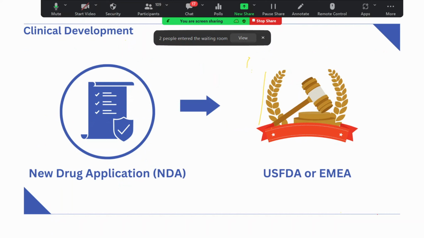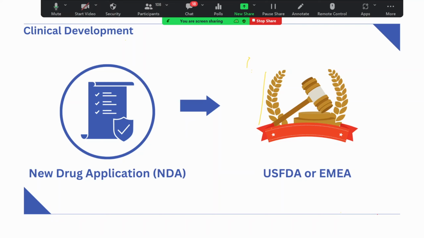Following the successful completion of the phase 1 to phase 3 studies, data from the preclinical studies and the clinical trials are collected and compiled into a package known as a new drug application (NDA). This NDA is then submitted to regulatory agencies such as the Food and Drug Administration (FDA) in the US and the European Medicines Agency (EMA) for review and recommendation. If the regulatory agencies approve the NDA, the product will proceed to the commercialization stage.